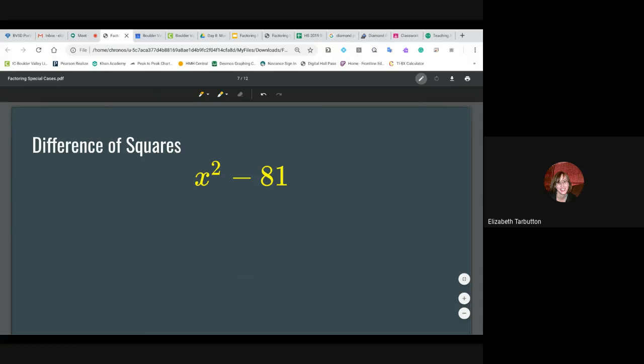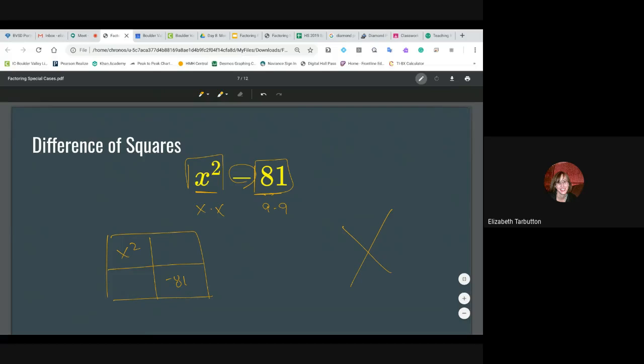We have a difference of squares if we only have 2 terms, like we only have 2 terms here. Difference means subtraction, and squares means both terms are perfect squares. When I say perfect squares, anything times itself, like x times x is a perfect square, and 81 comes from 9 times 9. So let's just take a look at what we would do with our traditional method if we wanted to use it, okay?